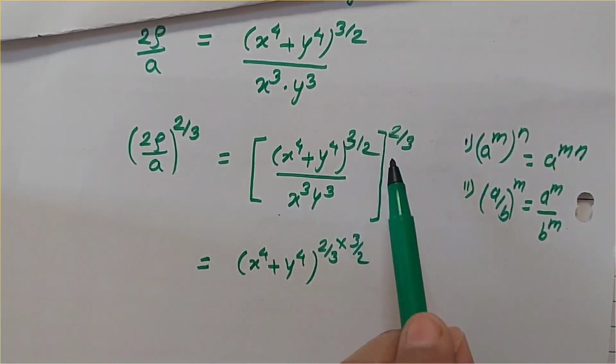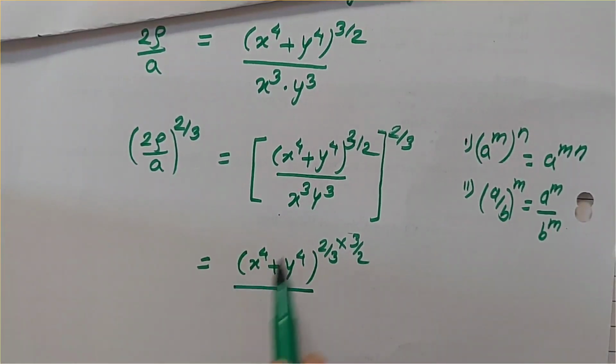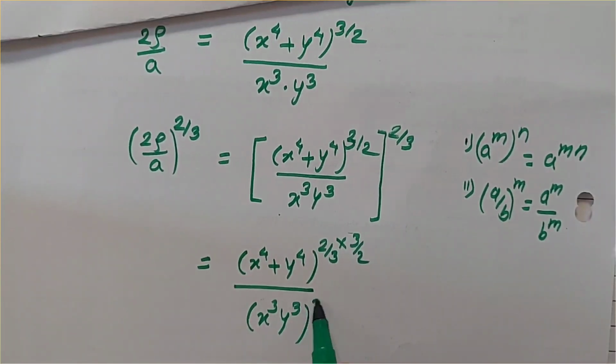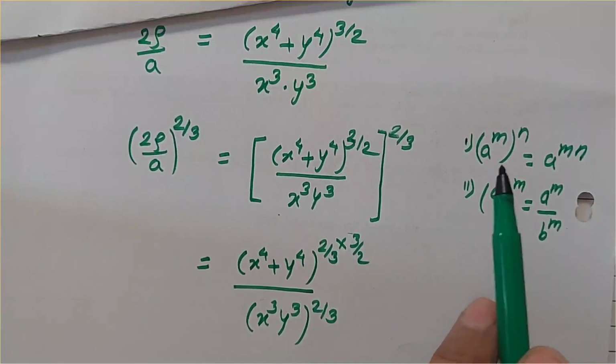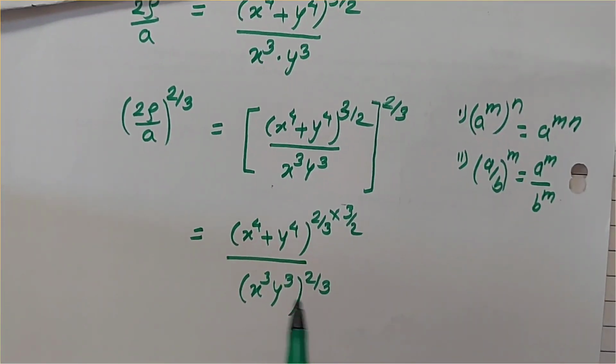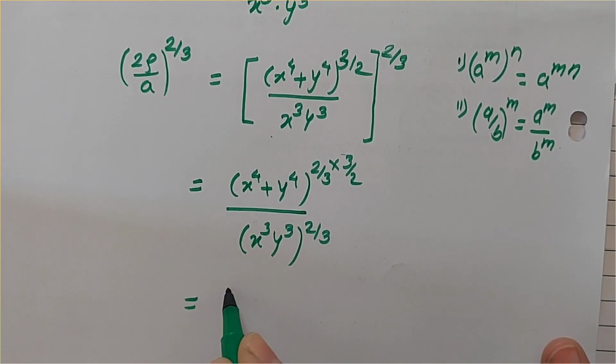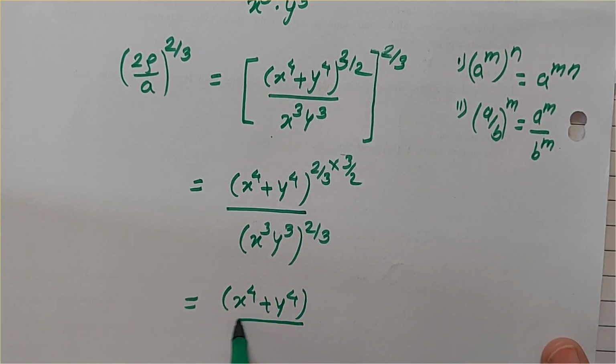So 3 by 2 into 2 by 3 ultimately cancels out, and here this power shifts to the denominator, (x cube y cube) raised to the power 2 by 3. Again by the first formula of indices, if we take the product of this power term, then here 3 gets cancelled, then the remaining is x raised to the power 4 plus y raised to the power 4 divided by x square y square.